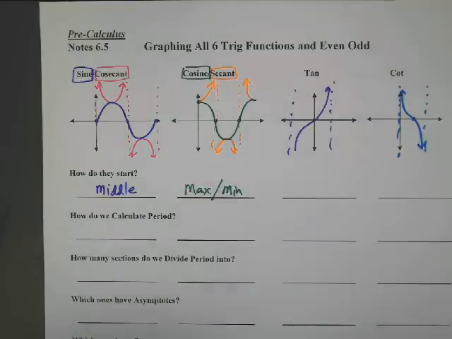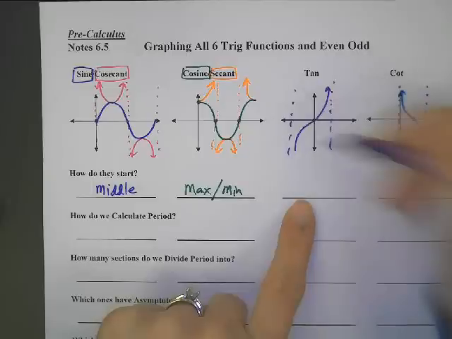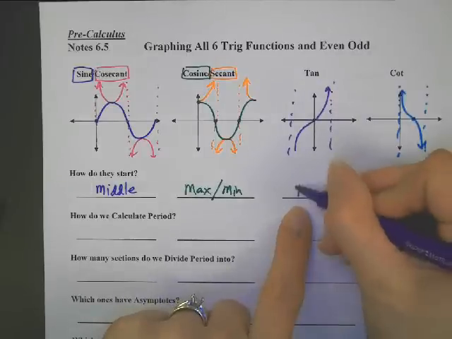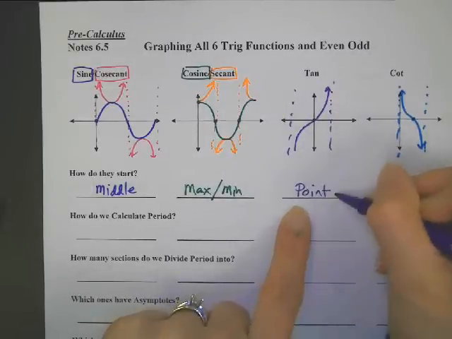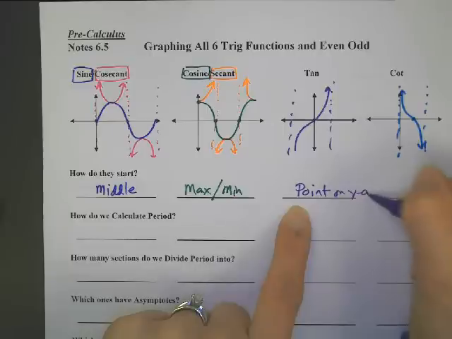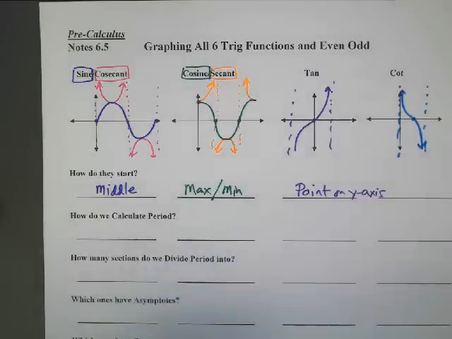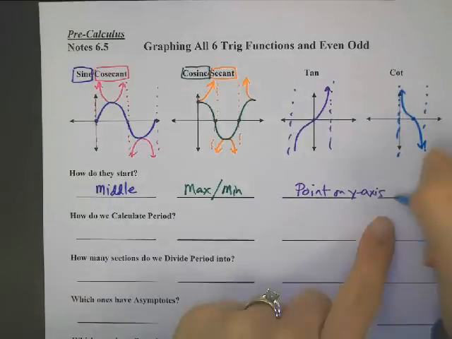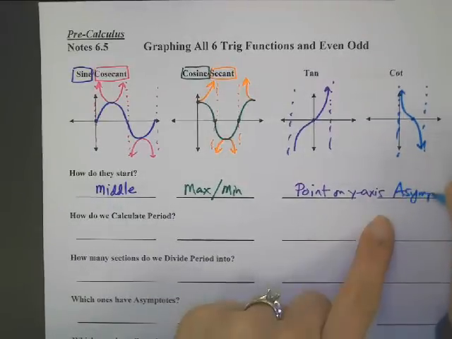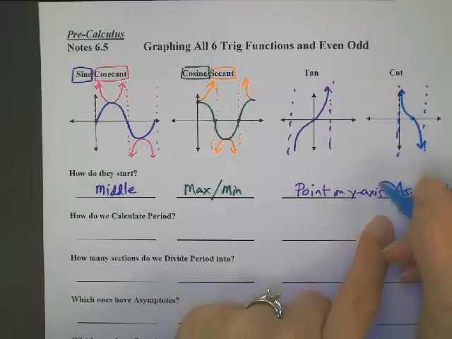How does it start? Tangent on the y-axis gets a point. He gets a point on the y-axis. And how does cotangent start? He gets an asymptote on the y-axis.